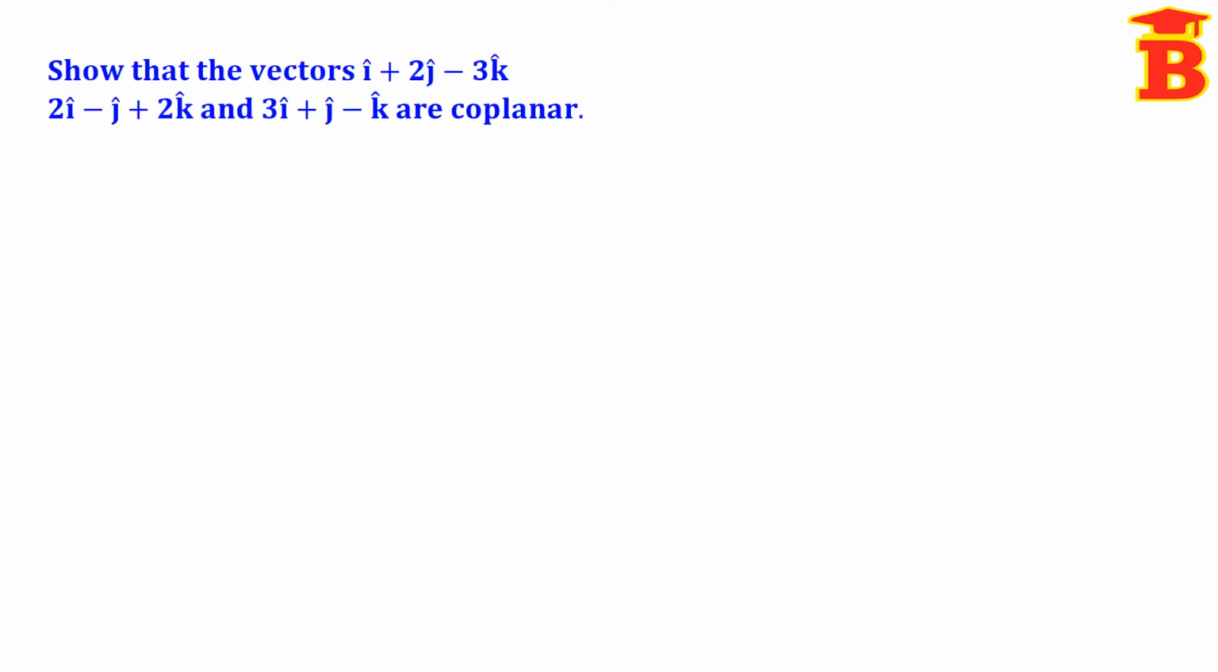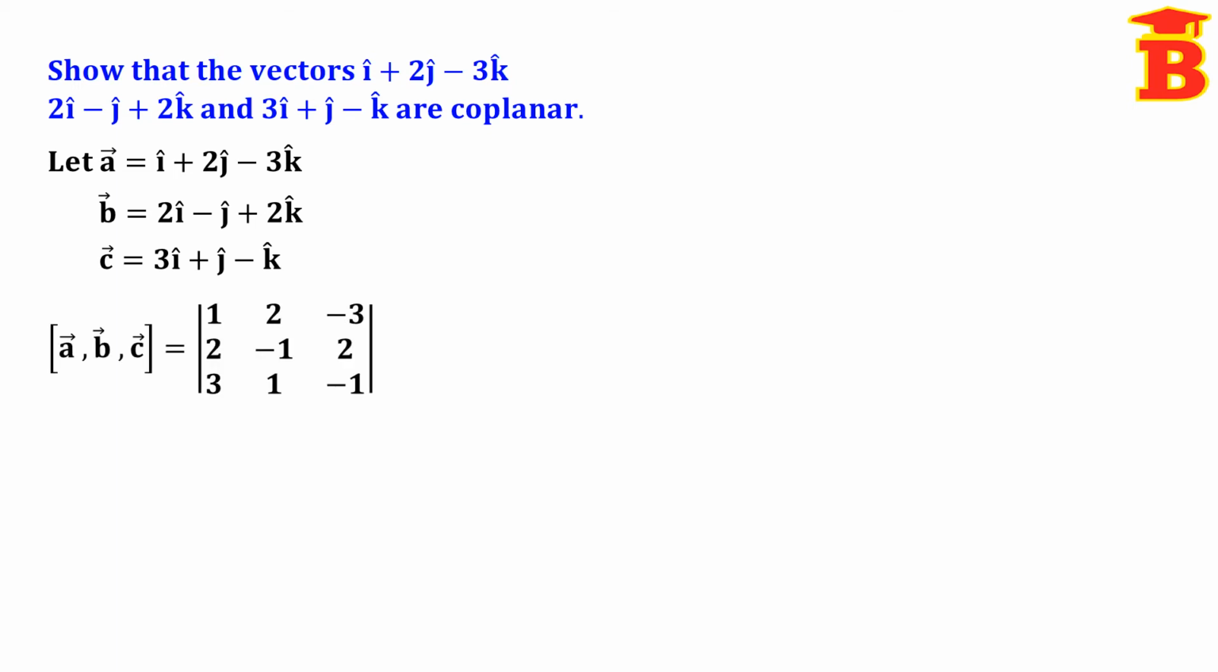Next problem, show that the vectors i plus 2j minus 3k, 2i minus j plus 2k and 3i plus j minus k are coplanar. Take the given vectors A vector, B vector, C vector. Now we have to prove that the vectors are coplanar. That means the box product should be 0. So let us find the box product of A, B, C.